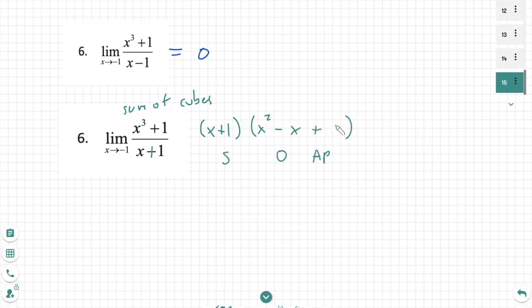Yeah. And then from here, you can cancel out. Get x squared minus x plus 1. You can just plug it in. You get 3. Yeah, this would cancel out with this, and you just have x squared minus x plus 1 left.